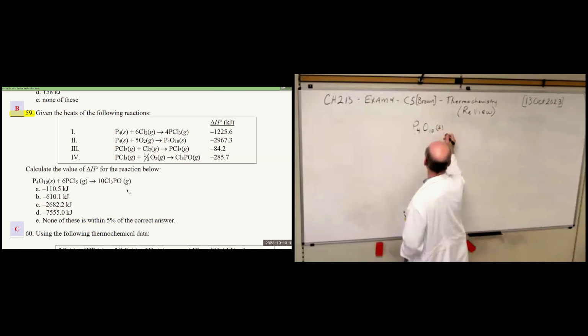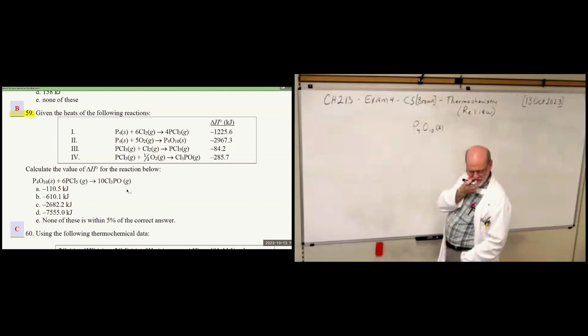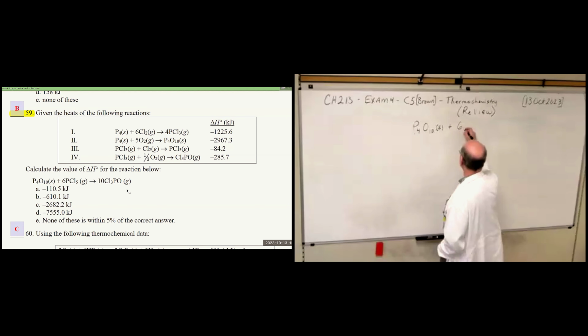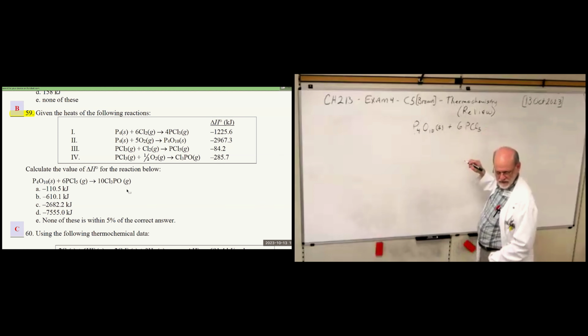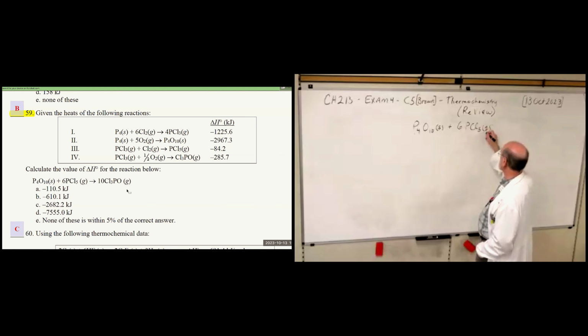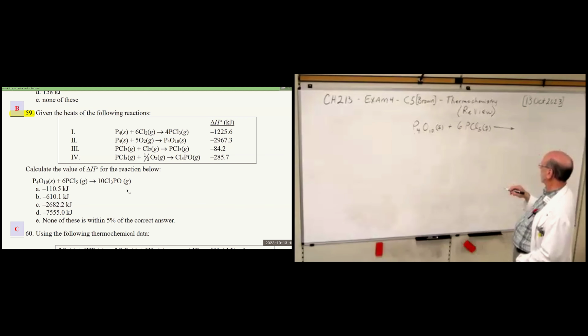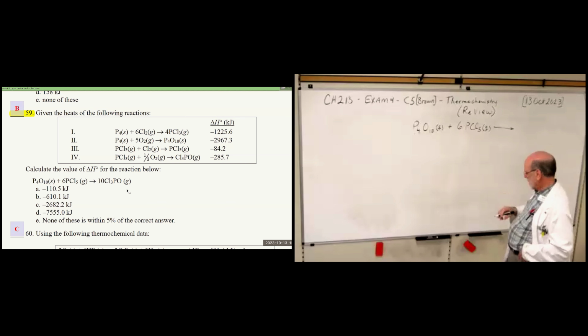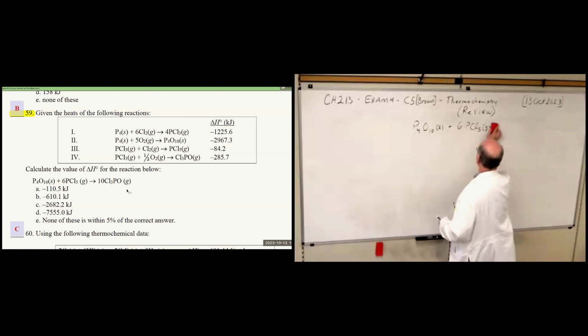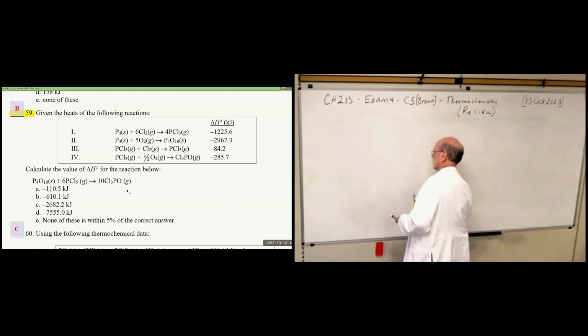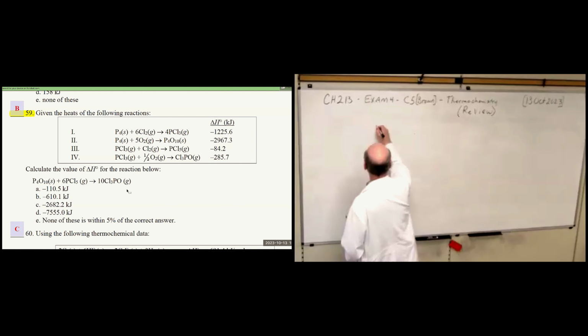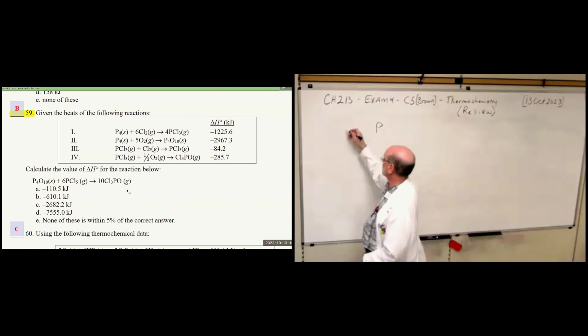P4O10 solid plus 6PCl5 gas yields... I better start over further to the left. See, I need to put the number up here, 59.